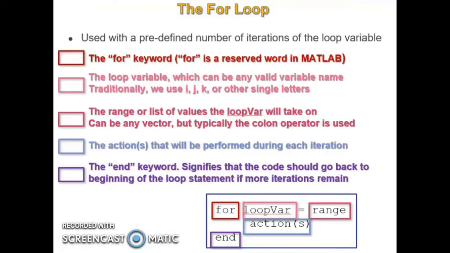Here is the syntax for a for loop. The for keyword is a reserved word in MATLAB. The loop variable can be any valid variable name, traditionally I, J, K, or other single letters. The range or list of values the loop variable will take on can be any vector, but typically the colon operator is used. The action is performed during each iteration. And the end keyword signifies that the code should go back to the beginning of the loop statement if more iterations remain.